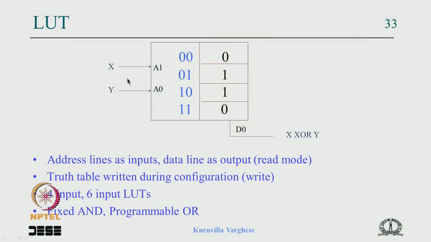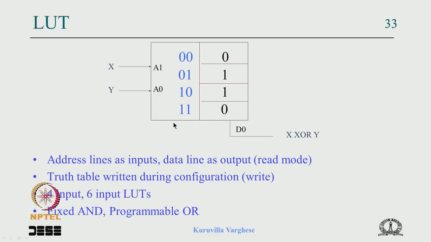Suppose we have this particular Boolean function, x XOR y, to be implemented. You take a 2 address line memory, that means a 4 location memory, because there are 2 variables and we have to implement all the min terms: x bar y, x y bar and x y. So you take a 2 address line or 4 into 1 memory, and you write the truth table of this function into the memory. The truth table is that 0 0 is 0, 0 1 and 1 0 are 1, and 1 1 is 0. So you write that in that particular location.